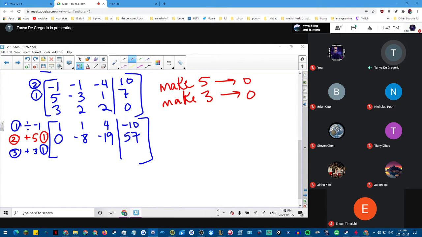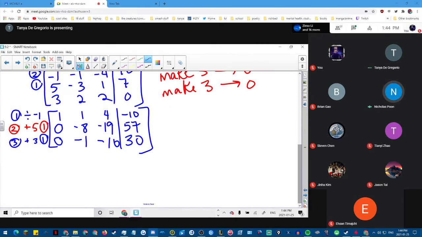Okay, so what do I get here? 0, and then I'm going to have 2 minus 3, and then I'm going to have 2 minus 12, and then I'm going to have 0 plus 30. Okay. What should I do next? What do you guys think? What should I do next?